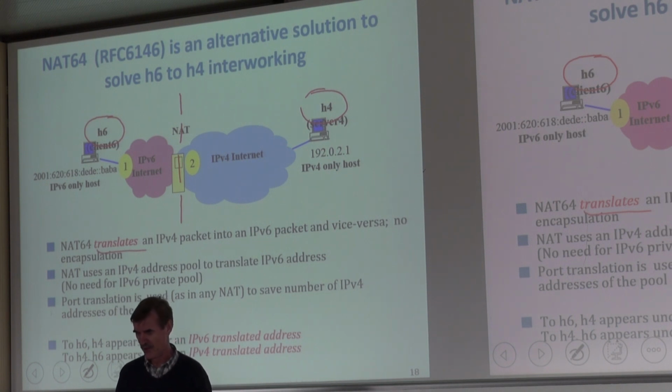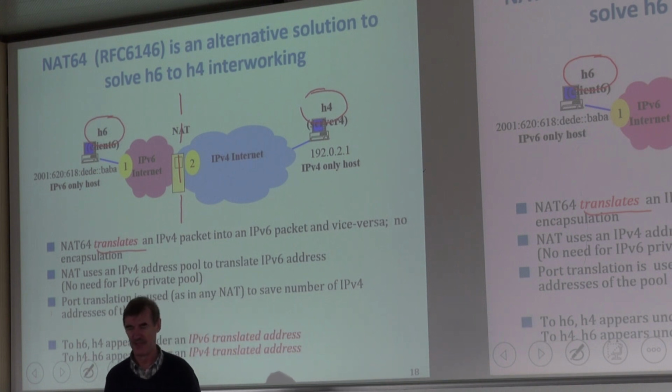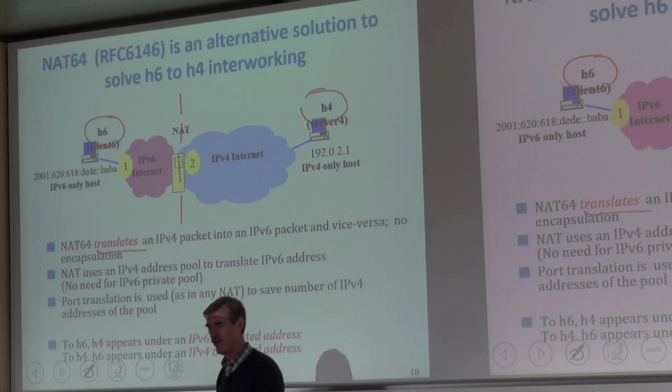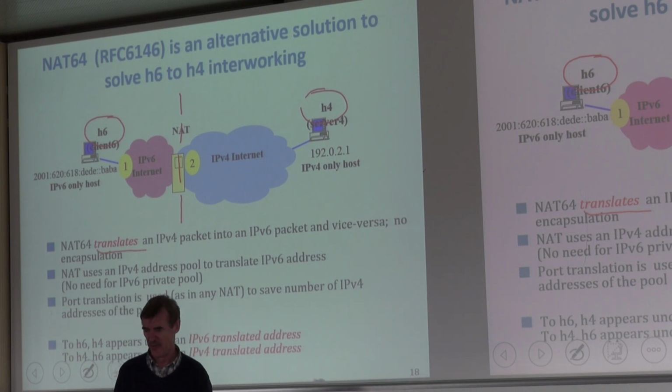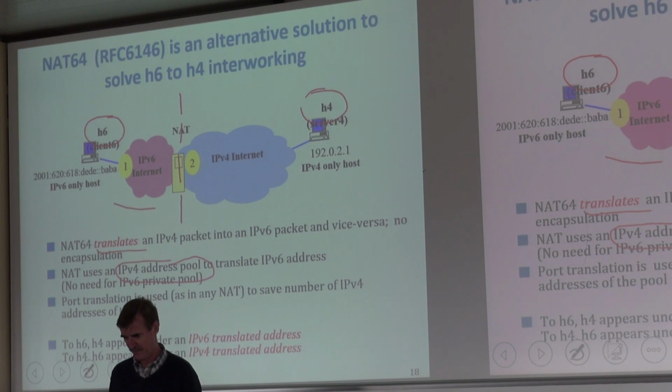Okay, so how does it work? Well, it works very much in the way we have seen before. It is as if the IPv6 internet were a private IPv4 network. Addresses that don't make sense for the global IPv4 internet, but that do make sense locally here. So, for this to work, the NAT has to have an IPv4 address pool to translate the IPv6 addresses. What is this pool of addresses? Well, let's see now.